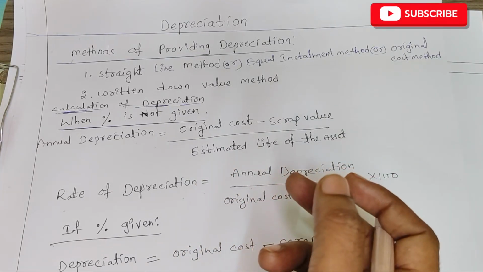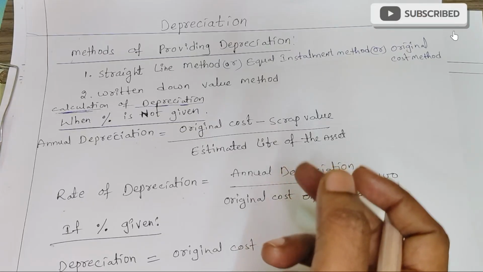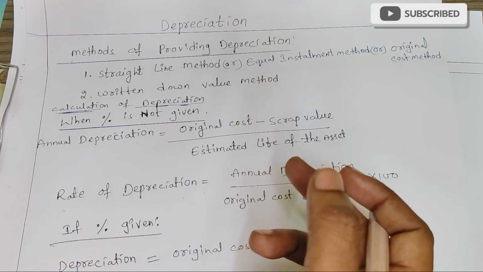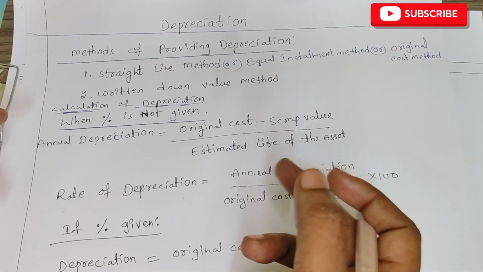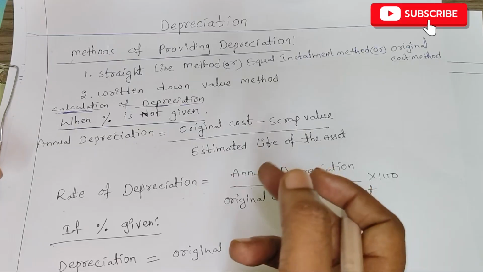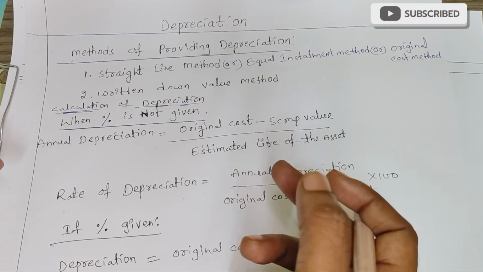In the last class, we discussed depreciation and the calculation of depreciation on the straight line method. So here, today's class is the same straight line method. How to prepare the plant account by using the straight line method, here we are discussing.